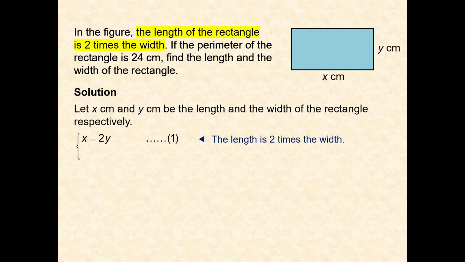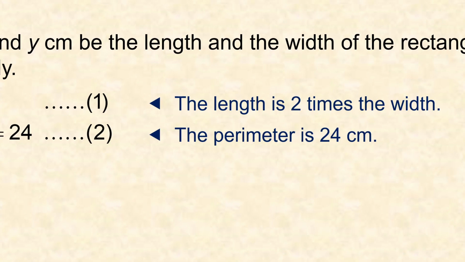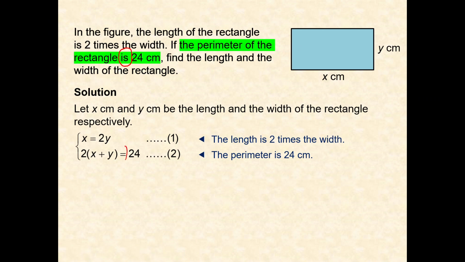And then from the first sentence, we can see that this is the position of the is. So we have the equal sign here. The length is 2 times the width, so we translate it into x equals to 2 times y. For the second sentence, the perimeter of the rectangle is 24 cm, so we turn the is into the equal here.